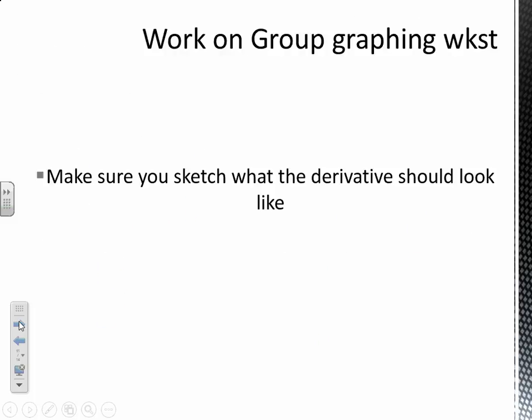The 4 graphs on the left are functions. The 4 graphs on the right are derivatives. Together, match them up.